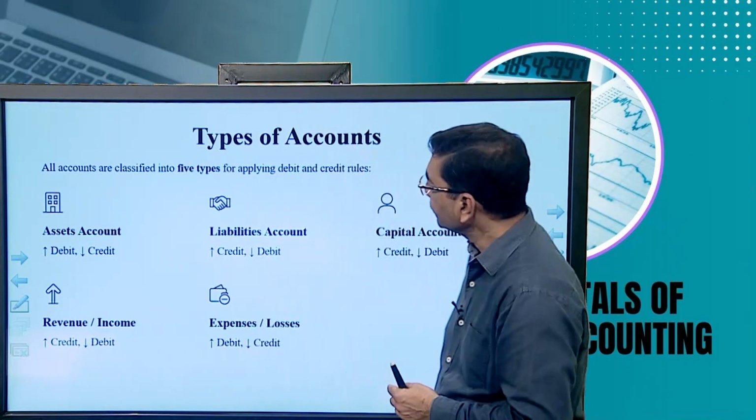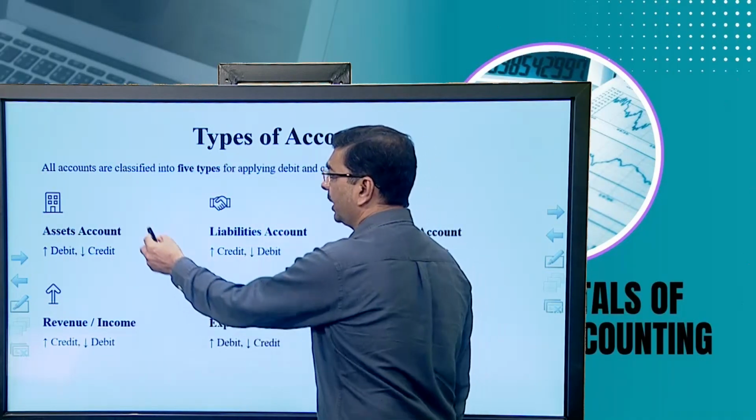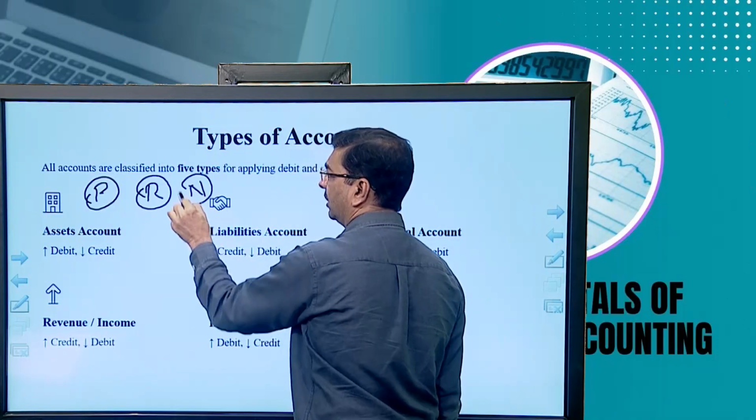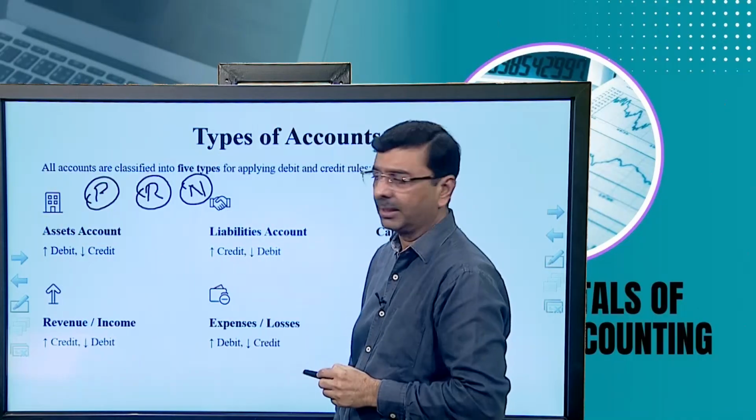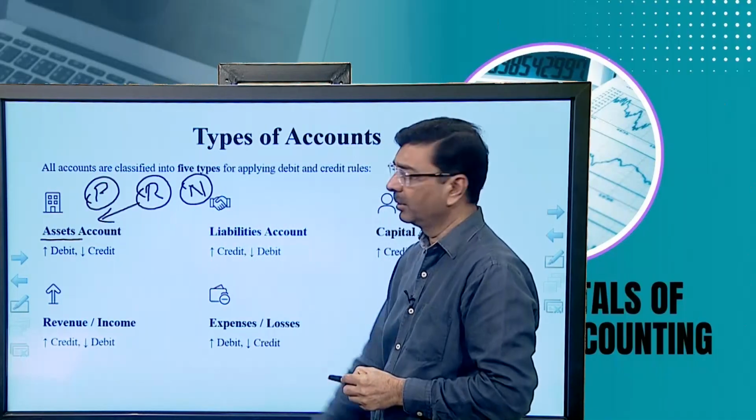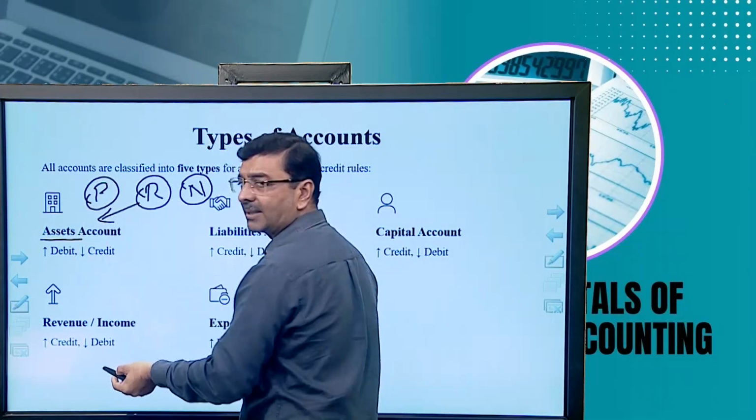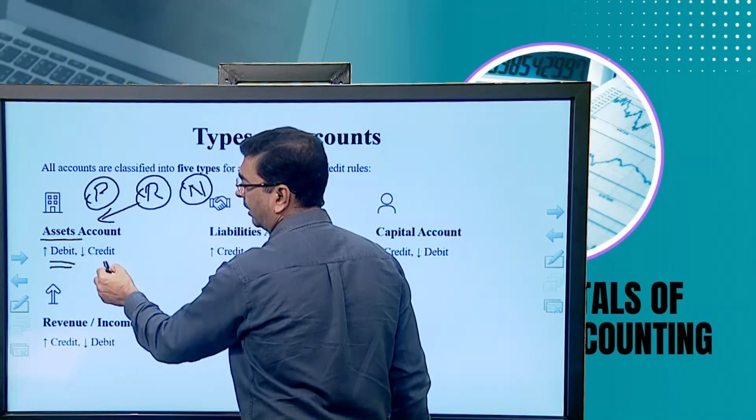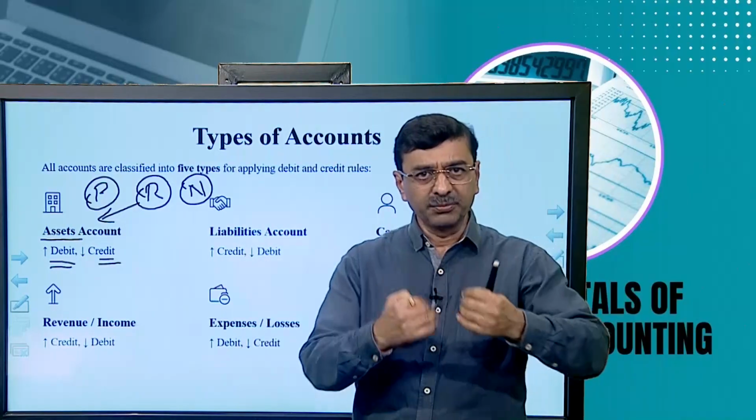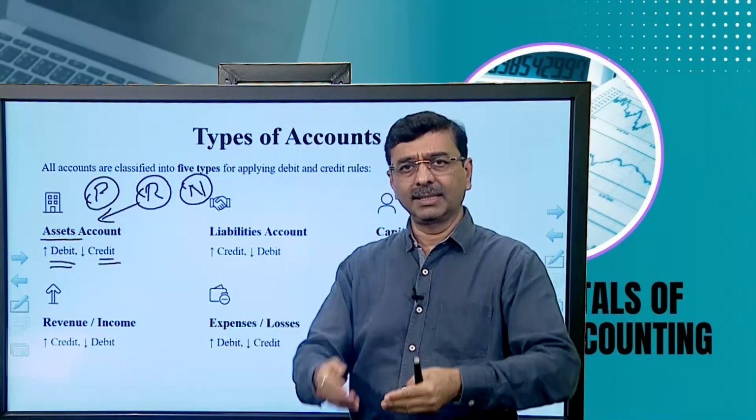Moving to the next point, types of accounts. The main types of accounts are the personal account, the real account and the nominal account. Now, on the basis of personal, real and nominal accounts, the assets accounts are related to the real account. All assets are related to the real account. In a very simple way, when assets come in, assets increasing, it's debit. When assets go out, assets decreasing, it's credit. Very simple. Assets come in, so assets increasing, so it's debit. When assets are sold out, assets decreasing, it's considered credit.